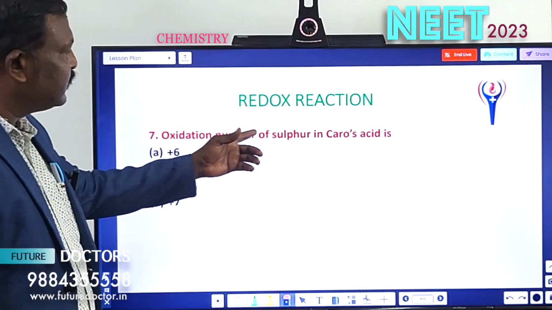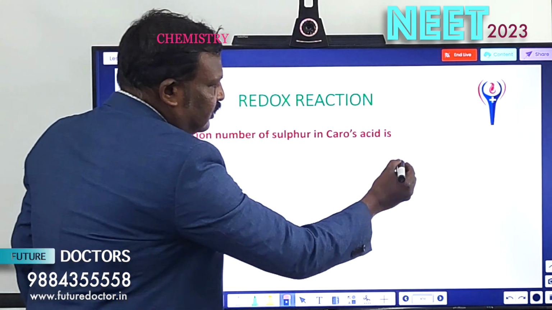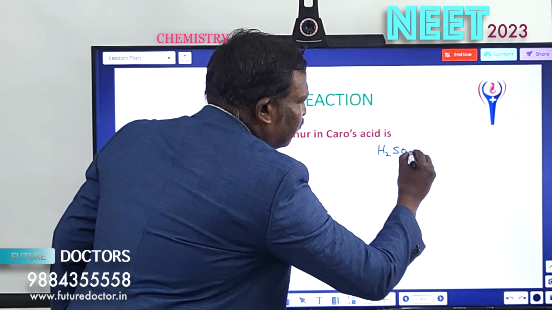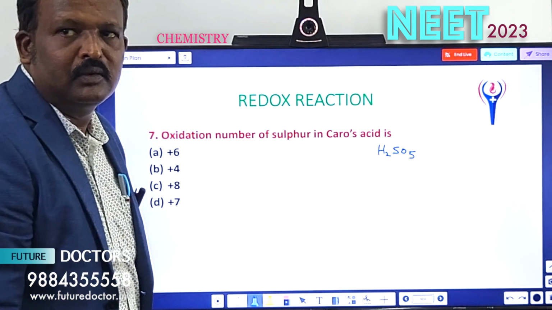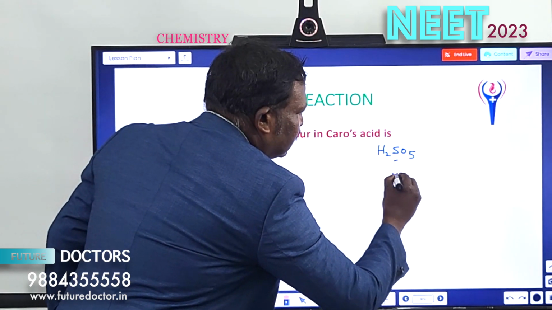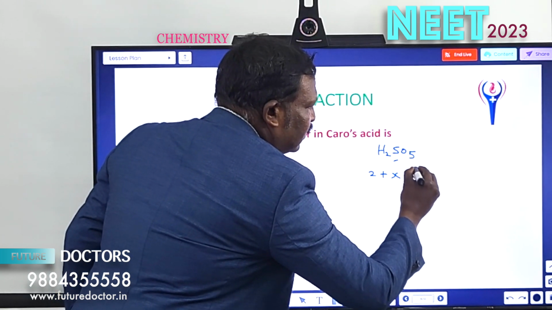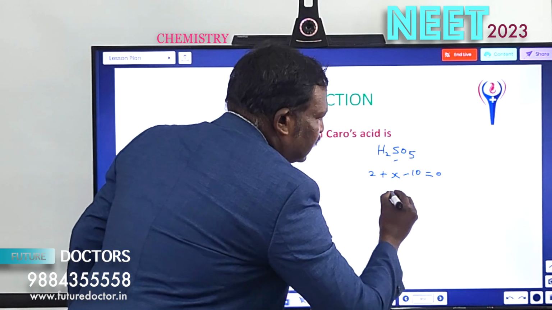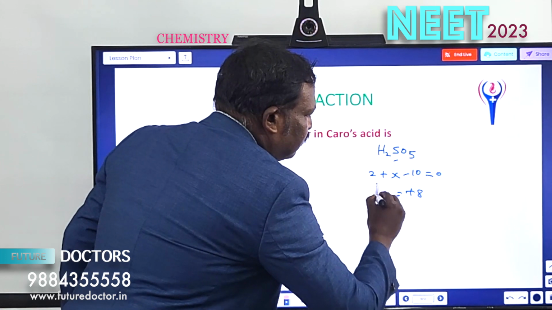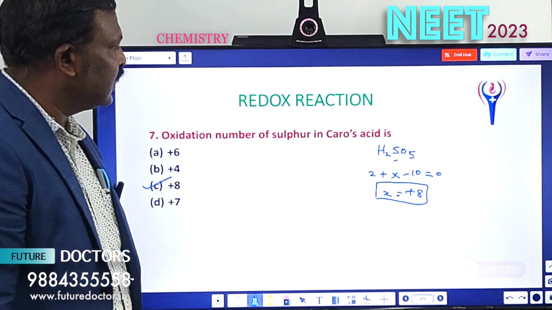Next one. Oxidation number of sulfur in Caro's acid. So Caro's acid means you must know the formula, H2SO5. Sulfur we have to find out. As usual, sulfur I considered x, 2 hydrogen is 2, 5 oxygen into minus 2 is minus 10, equal to 0. x is plus 8. So answer is C, the correct option. Are you following? Simple one.